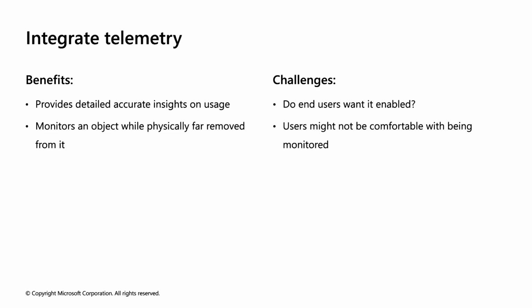Integrating telemetry into our application means equipping it with the ability to send back detailed, accurate insights about how it's being used, even when we're not physically close to the system. This kind of monitoring is valuable for understanding real-world usage patterns, spotting issues early, and making informed decisions about improvements. However, some end users may feel uneasy about being monitored, even if the data is anonymous and is used solely for improving the product. When implemented thoughtfully, telemetry empowers teams to deliver better, more reliable applications while maintaining trust with the users.